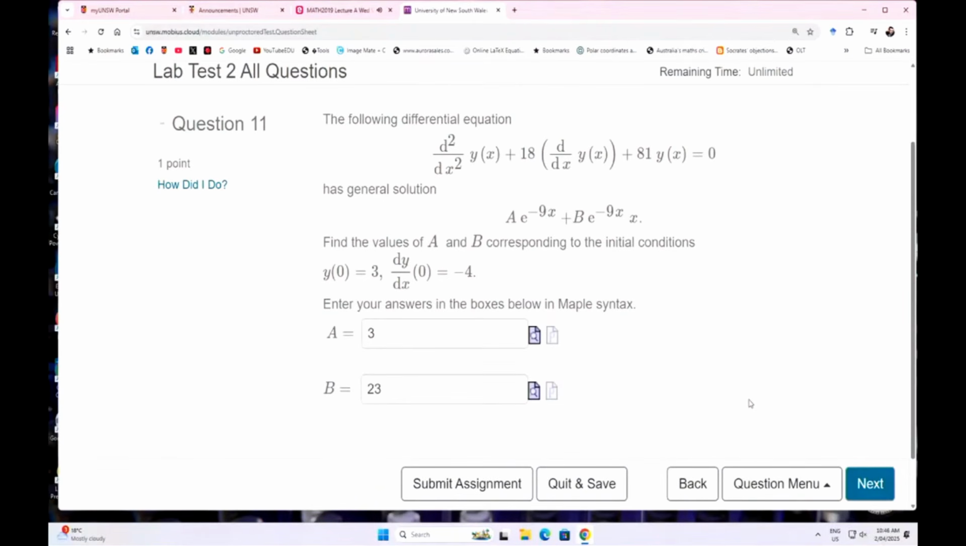You've got an ODE, and you're even told the general solution. How nice is that? Okay? They're saying, we've done the hard work for you. So what will we conclude from this? I guess -9 and -9, it's a repeated solution to the characteristic equation. Find the values A and B corresponding to the initial conditions. So how do we do that? They want us to go from the general solution to a particular solution, or a unique solution. How do we do it?